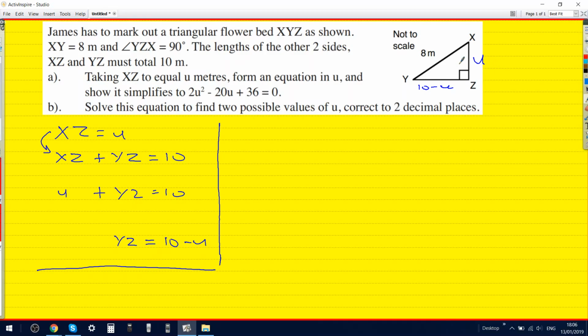A squared plus B squared equals C squared. Well done. So what is A? U squared. So that's U squared plus 10 minus U squared equals 8 squared. Well done. And then you just simplify it.